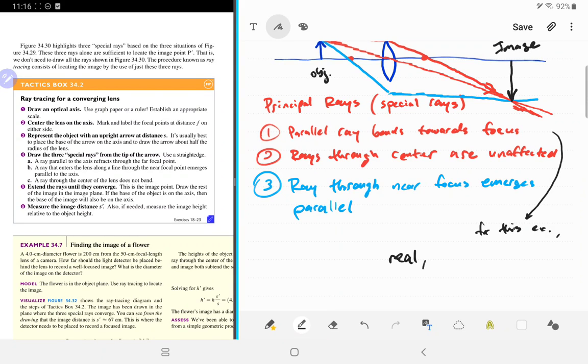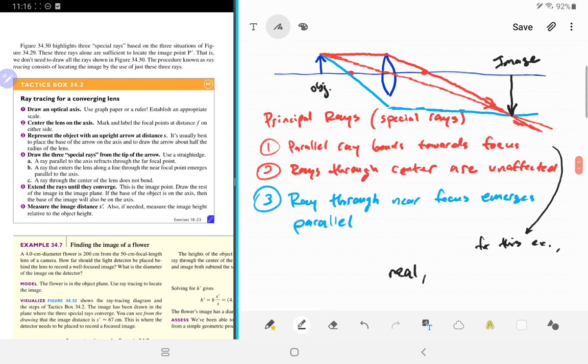So we're going to talk about real versus virtual images. This is a real image because light rays actually cross at that point. I'll do another example in a few minutes with a diverging lens where we actually get a virtual image. So light rays actually cross here, so it's real. This one's enlarged because the arrow is bigger.